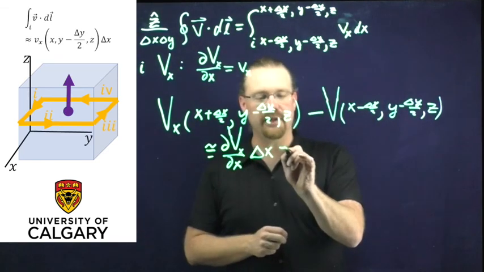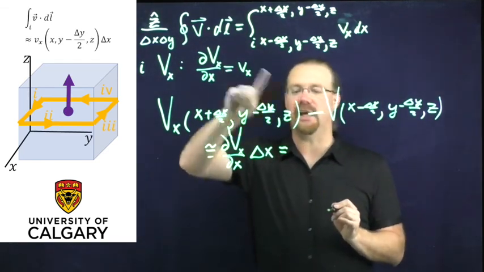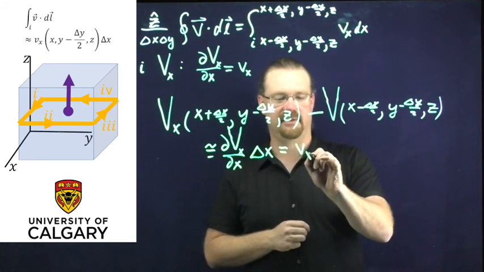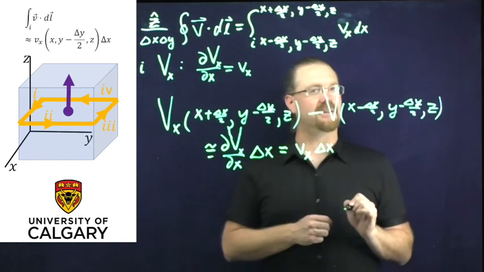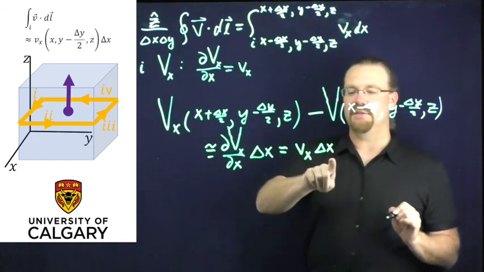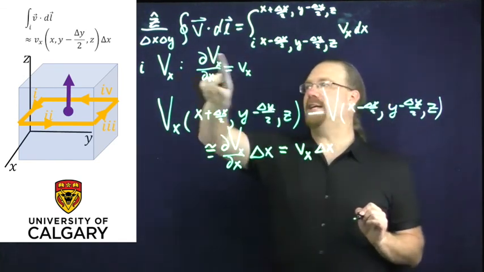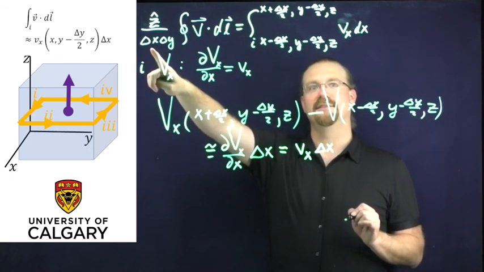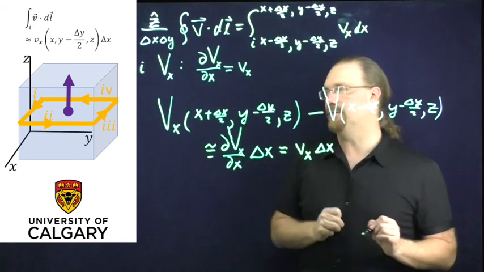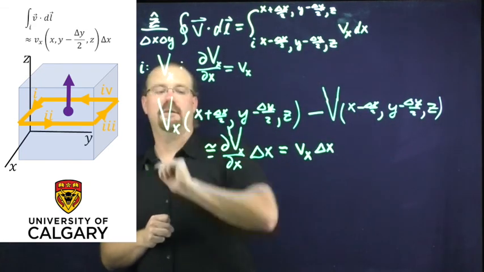But we already have a definition of dVx dx delta x. So this is really just this Vx delta x. Now keep in mind, this delta x here is the same as the delta x we have out here that we're dividing everything by. That's a little bit of foreshadowing for you. So this was for path 3.